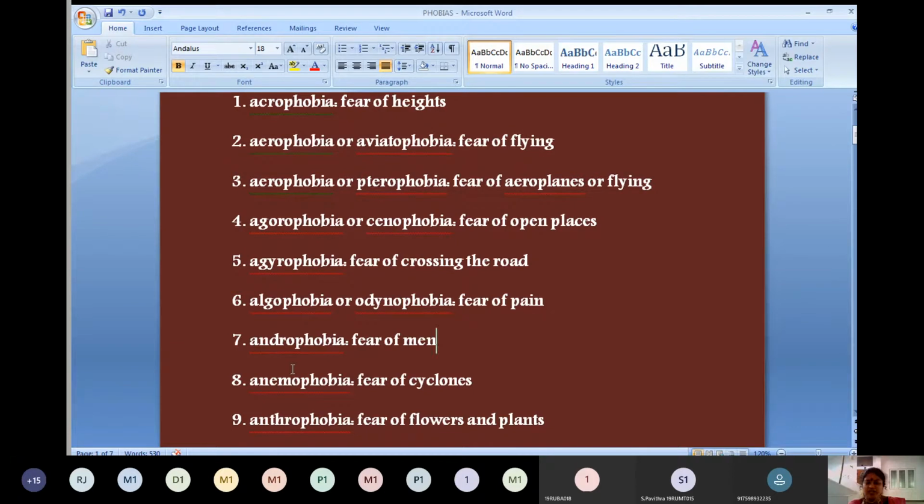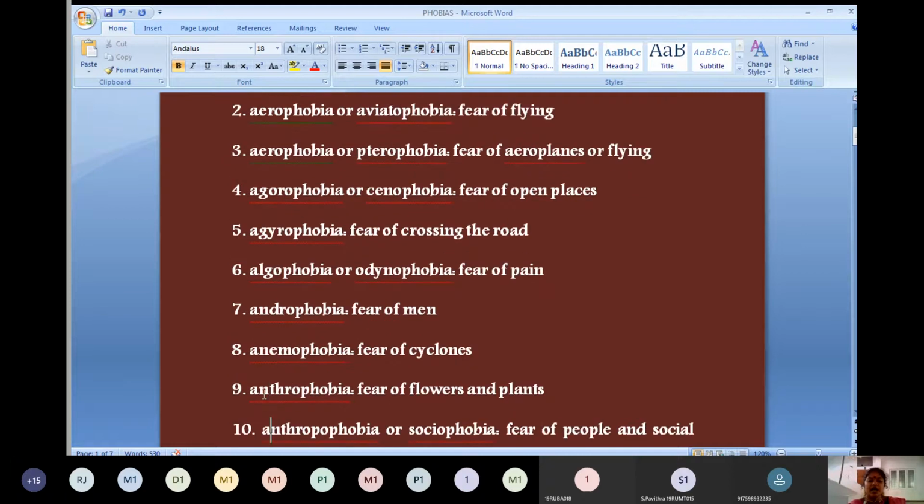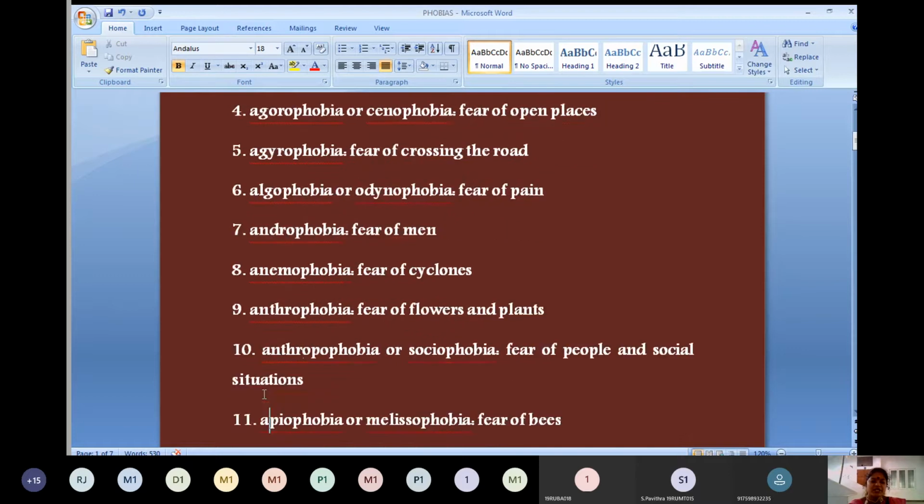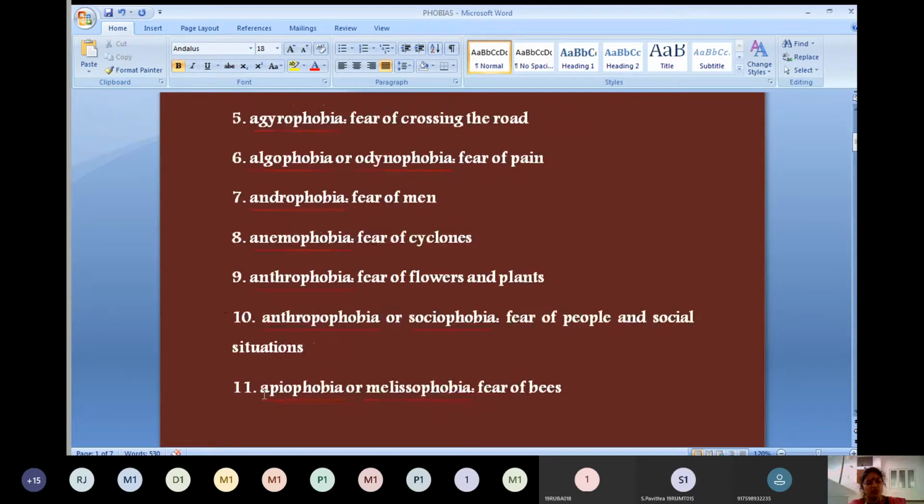Then fear of cyclones, animophobia. Fear of flowers and plants, anthrophobia. Whereas anthropophobia means fear of people and social situations. It is also known as sociophobia.